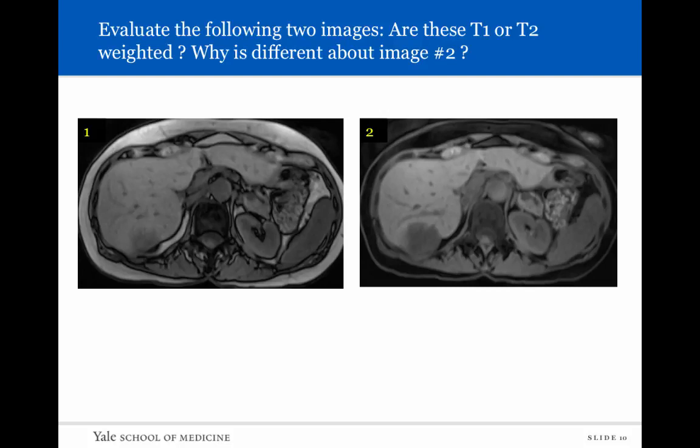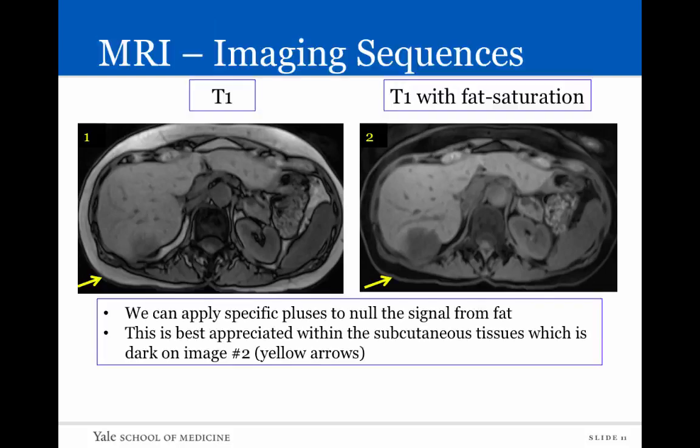So if we look at these two images, both of them are T1 weighted. If we look to our cerebrospinal fluid, it has a gray or relatively dark signal on both these images. So these are both T1 weighted images. The difference between this image and this image is that once again the fat in this second image is dark. And so we simply say this is a T1 weighted image with fat saturation.